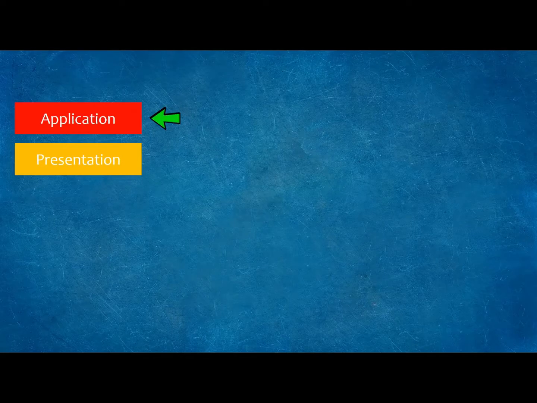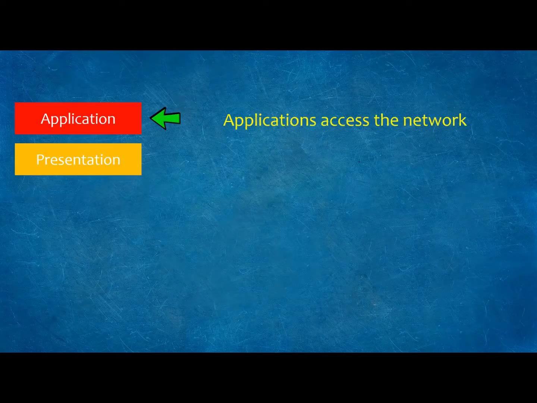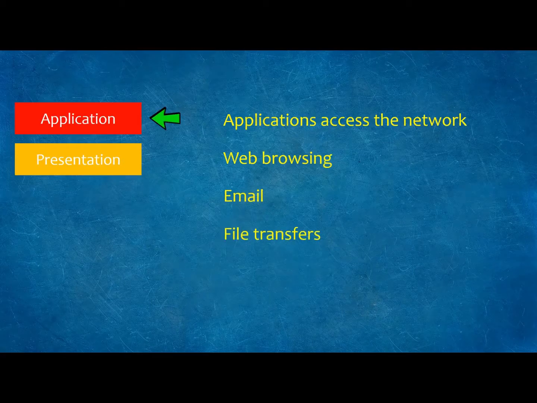Developers and application specialists spend a lot of time in the upper layers. This starts with the application layer. This is not strictly the application itself, but rather it's how the application accesses the network. Some examples of this include web browsing, accessing emails, and transferring files. It also includes management sessions like SSH, Telnet, and RDP.